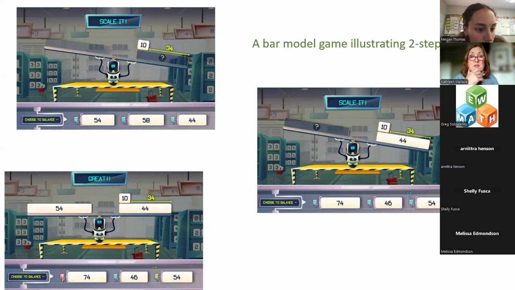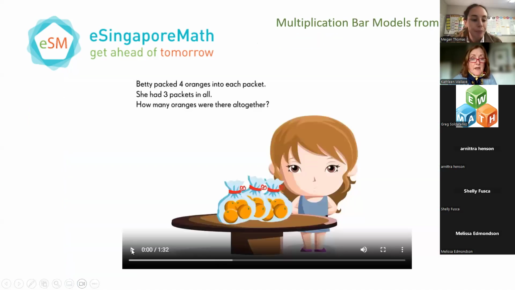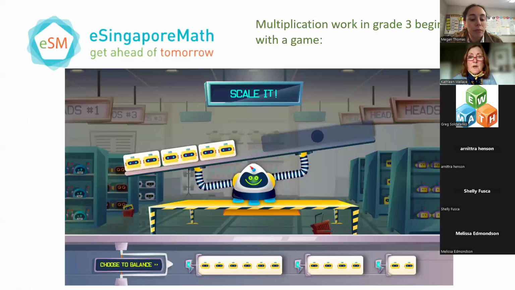And here's another example of another game. This is a 2-step problem. As you can see, they start up in the upper left. What is 34 and 10 going to equal? And they pick out the right number. And then going down, we do that. And now we have to make the 2 sides equal. So it gets fairly sophisticated, even for a game. And here's another one again.